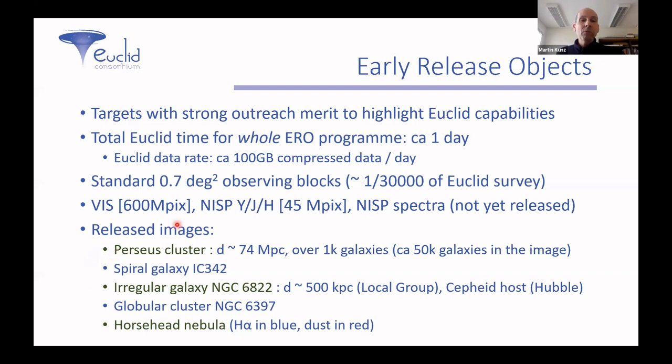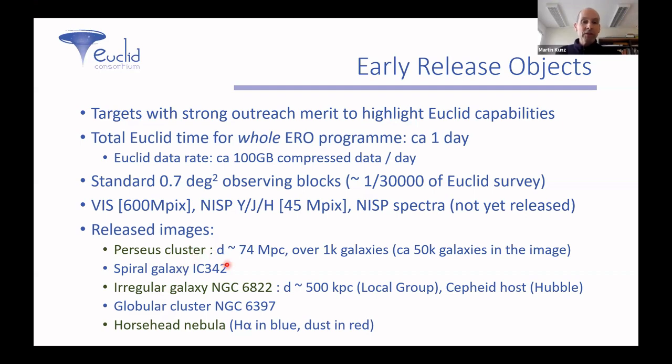And so each of these objects is a single 0.7 square degree observing block. That's the field of view that you saw. So each of them is about 1/30,000th of the Euclid survey. And so it contains effectively about 600 megapixel of visible data, 45 megapixel of the near-infrared data, and the spectra. The spectra haven't been released yet. And so this should give you maybe some idea of how big this Euclid survey will be. And so I'm just going to show you these 3 so that you can see some pretty pictures.